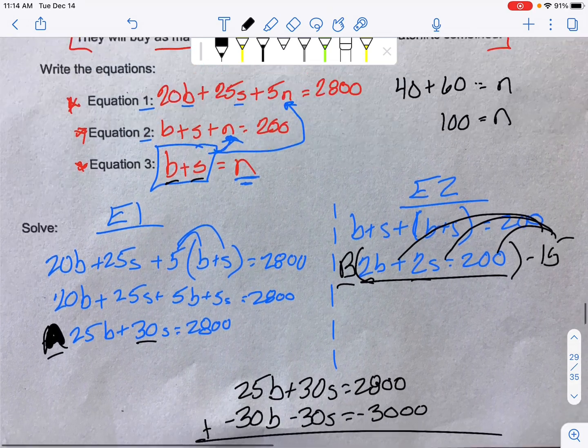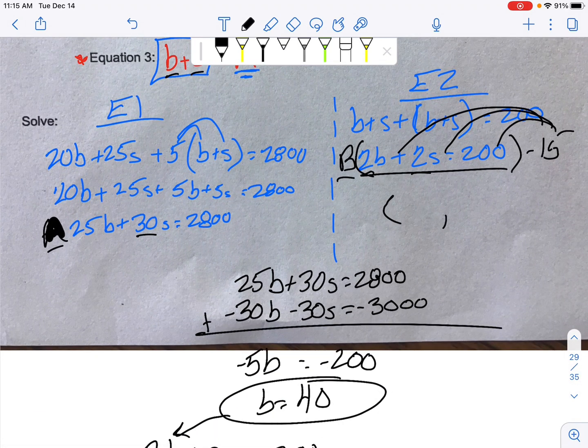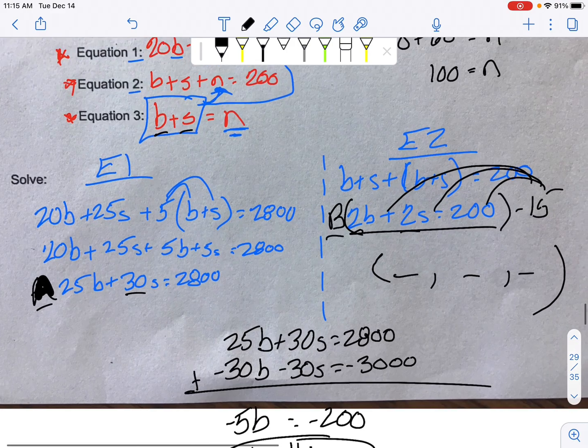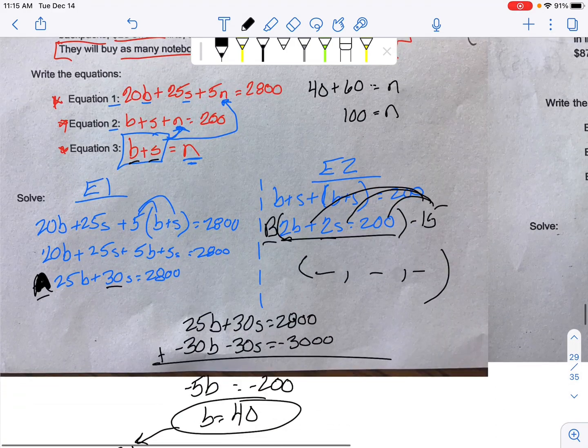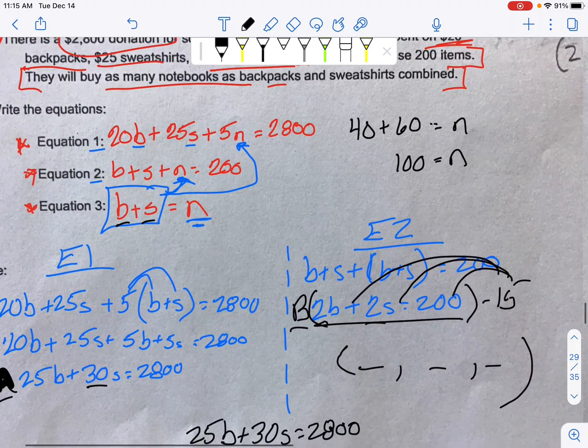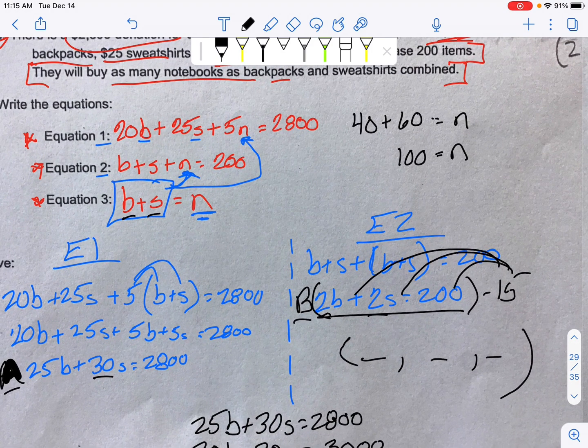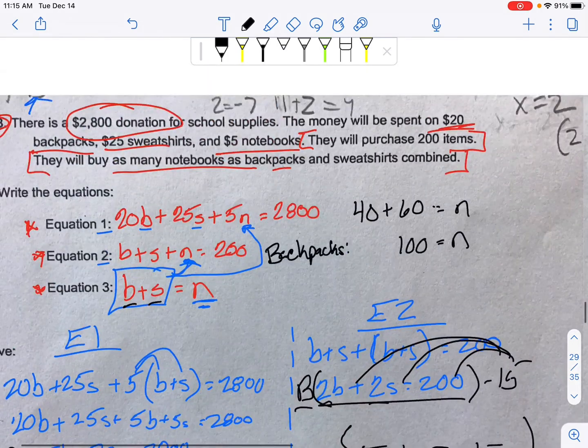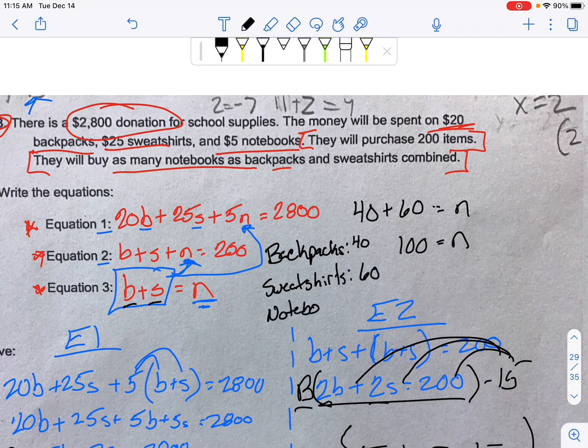So now when we write our answer, we don't write it like X, Y, Z, because this is a real-life problem, right? We're not looking at something on the XYZ plane where we're looking for intersections. We're trying to solve this problem. So when we list our answer, I would expect to see that backpacks, there were 40. Then we had sweatshirts. We had 60. And notebooks, we had 100. So this is how we would list our answer right here.